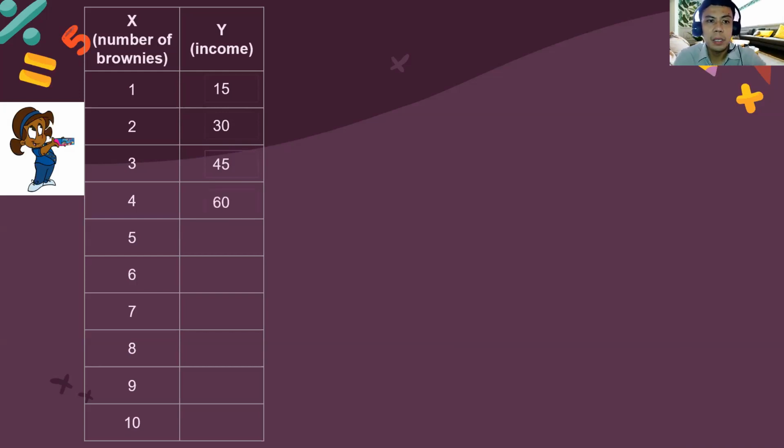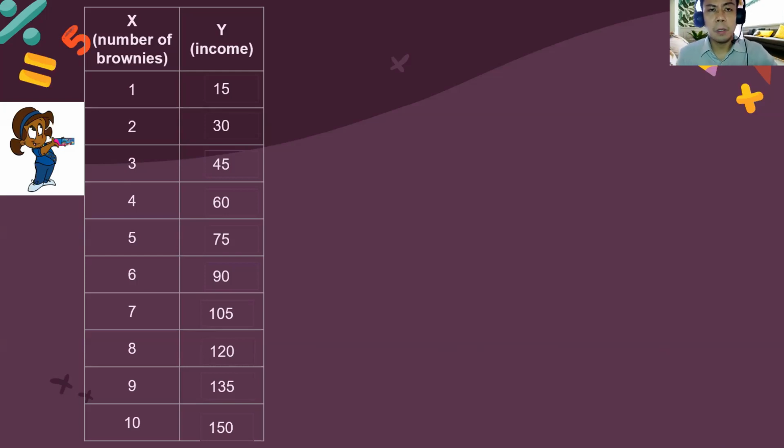60 if there are 4 brownies, 75, 90 if there are 6 brownies being sold, and if there are 7 brownies sold, that's 105. If there are 8 brownies sold, that means Auntie Sally has 120 pesos income now, and up to the 10th brownie sold, she has 150 pesos income. Of course, the more brownies sold by Auntie Sally, the more income she has.